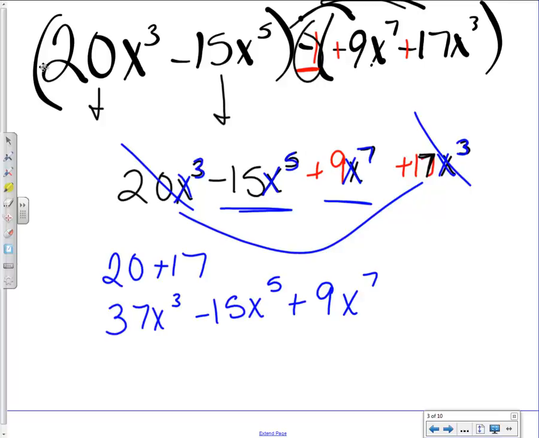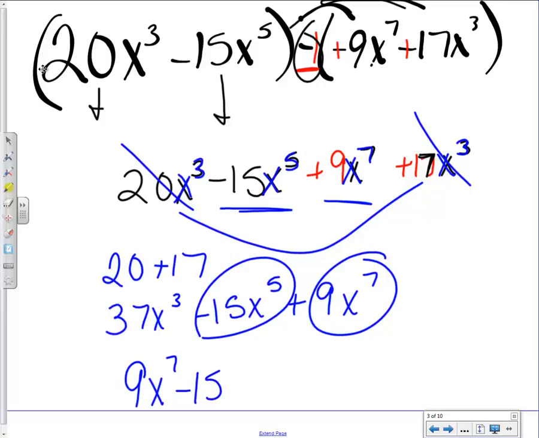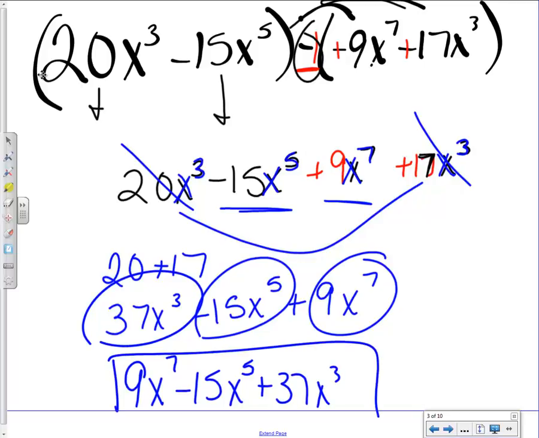Is this my final answer? I hope you said no because they are not in the correct order. So I need to rearrange them a little bit, okay? And so what is it that I need to rearrange? Well, I need to make sure that my biggest one goes first. So this is a positive 9x to the seventh. The next one is the fifth, so it's a negative 15x to the fifth. And then my smallest one was a positive 37, so it's plus 37x to the third. Final answer. Okay. Any questions about this one?